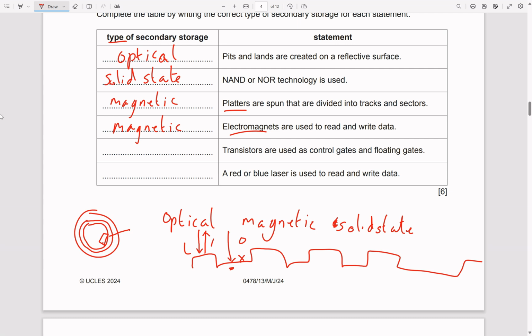Right, transistors are used as control gates and floating gates. So again, that's going to be solid state. I'm just going to do an arrow, I don't want to write it again.